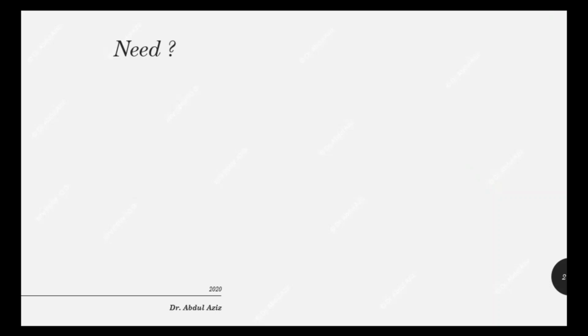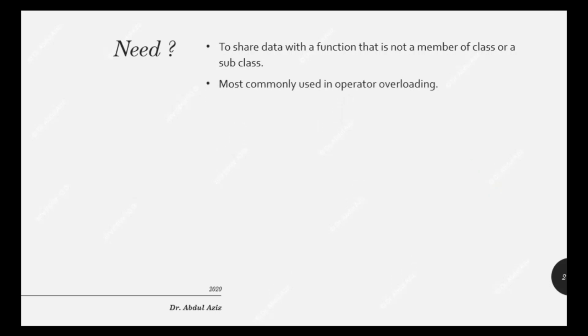Okay, what is the need to have a friend function? Simply, we want to share our data with a function that is a non-member function, which means we want to share data with a standalone function that does not belong to our class. This is mostly used in operator overloading.